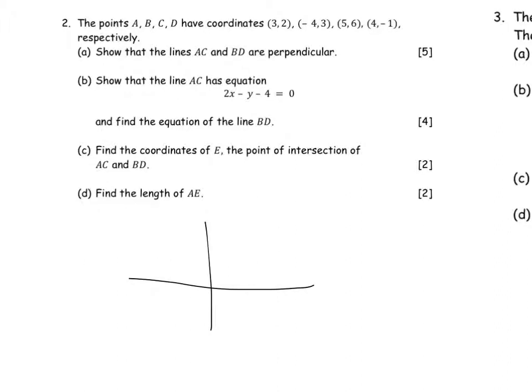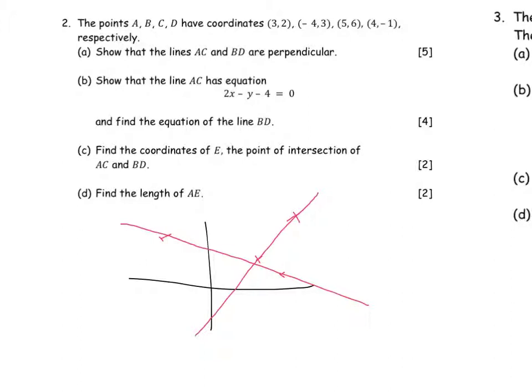So plotting the points A (3, 2), B (-4, 3), C (5, 6), and D (4, 1), so something like that. Show that the lines AC and BD are perpendicular. Well, AC I think was something like that, and BD something like that. So they look perpendicular at first sight anyway.